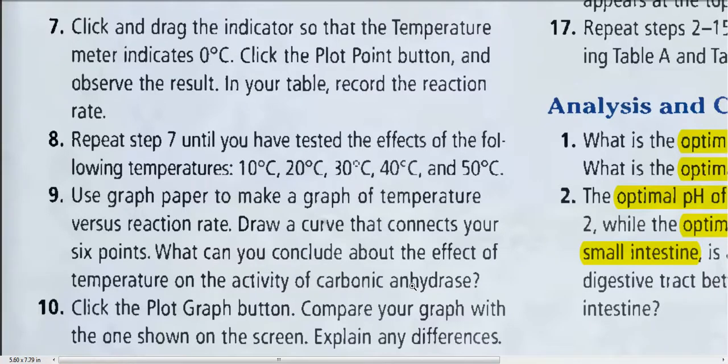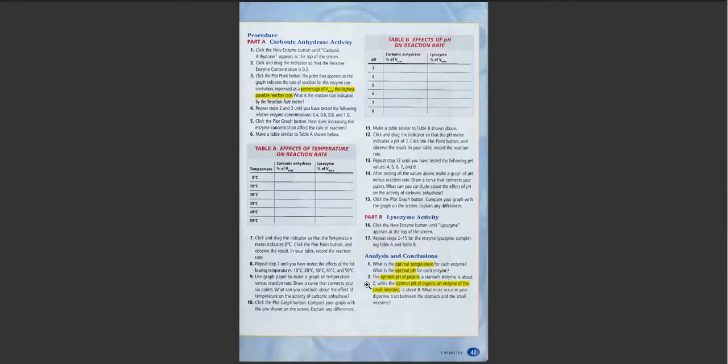7. Click and drag the indicator so that the temperature meter indicates 0. Click the plot point button and observe the result. In your table, record the reaction rate. 8. Repeat step 7 until you have tested the effects of the following temperatures: 10, 20, 30, 40, and 50. 9. Use graph paper to make a graph of temperature versus reaction rate. Draw a curve that connects your six points. What can you conclude about the effect of temperature on the activity of carbonic anhydrase?